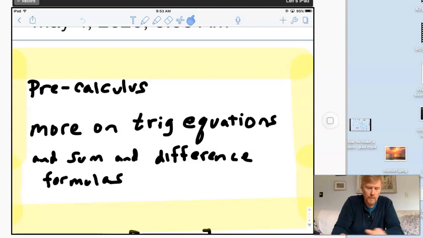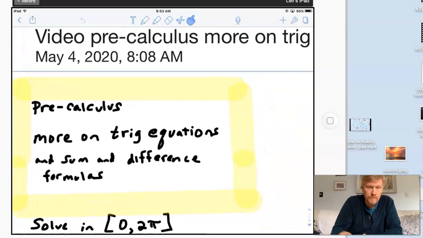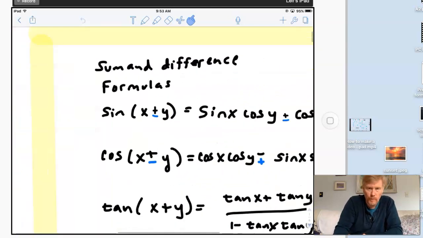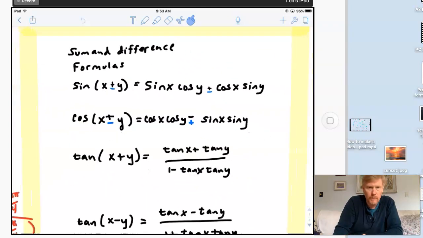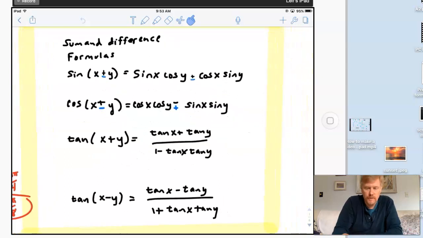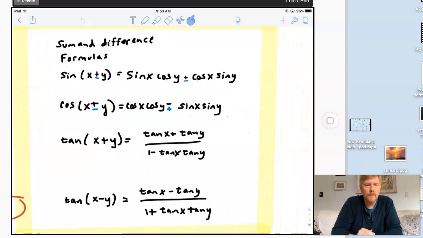Okay, so there are a few formulas over here that we're going to look at first. These right here. I've got one for sine, actually two for sine. There's a plus or a minus there, the red, or the blue or the black.